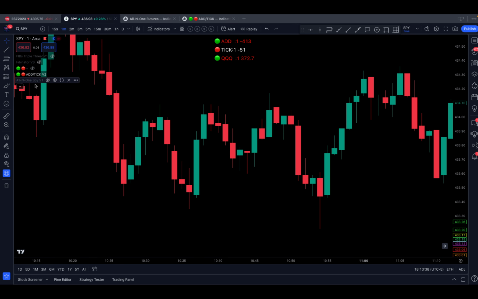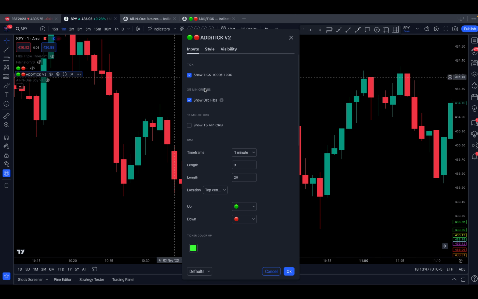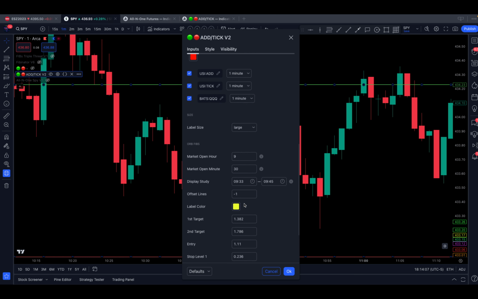Again, that's part of this indicator here. Up here, it'll show you the ADD and the Qs. You could go in here and change it in the input settings. Again, you could turn off the tick. It also has the ORB fibs in it, if you don't have one of the other indicators and you want the ORB fibs, it's on here. And it also will show a 15-minute ORB. What I mean by the 15-minute ORB is, let's see if it's set to SPY. Yeah, it's set to the SPY.